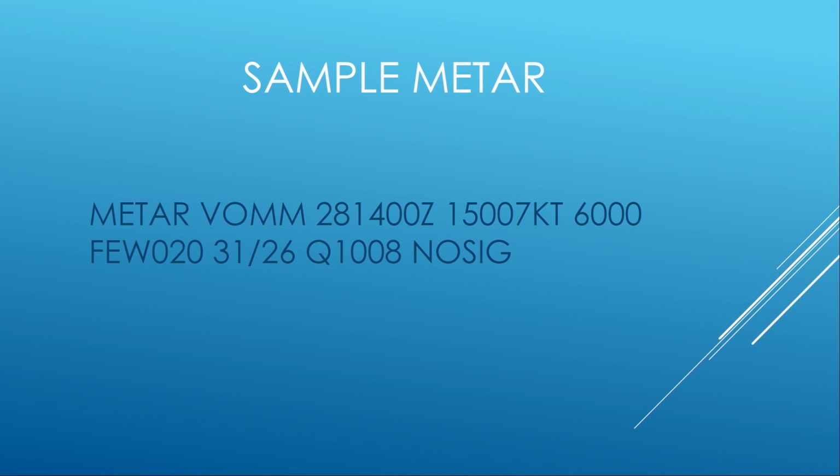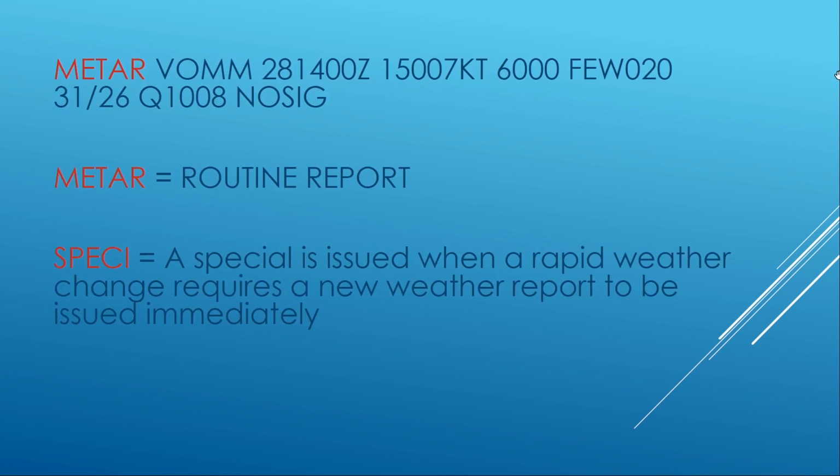So the first item in the METAR is the type of report. METAR is a routine report, whereas SPECI is a special report. A special report is issued when a rapid weather change or critical information necessitates a new weather report to be issued immediately. Otherwise, a routine report is issued twice per hour.